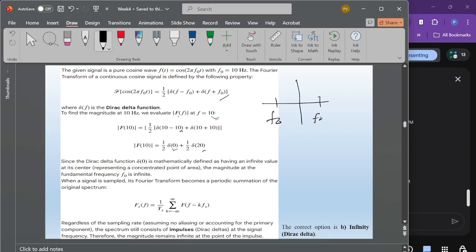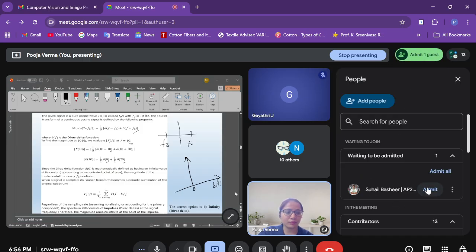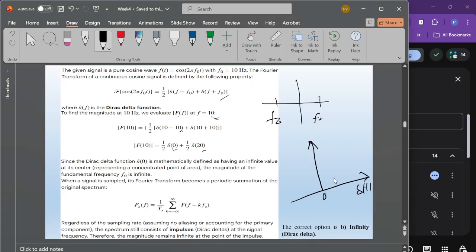Okay, so as we know, the Dirac delta function, that is delta of 0, is mathematically defined as having an infinite value. The delta function, delta of t, is defined at 0 only, right? At 0 it is the maximum. So at t equal to 0 it has an infinite value at its center, and the magnitude at that point of 0 is infinite also.